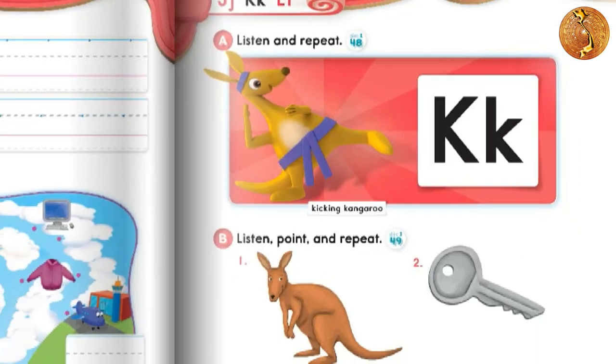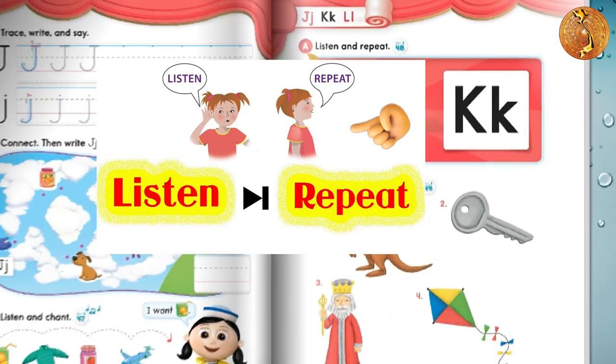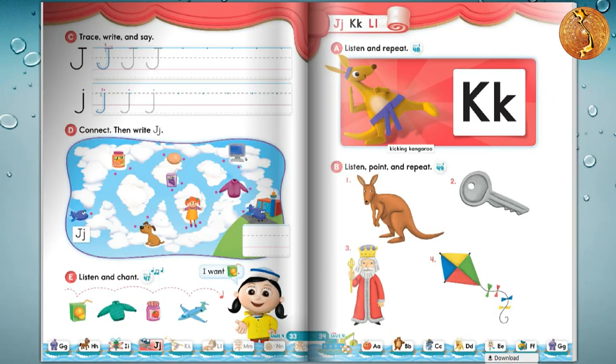Page 34. B. Listen, point, and repeat. 1. Kangaroo. 2. Key. 3. King. 4. Kite.